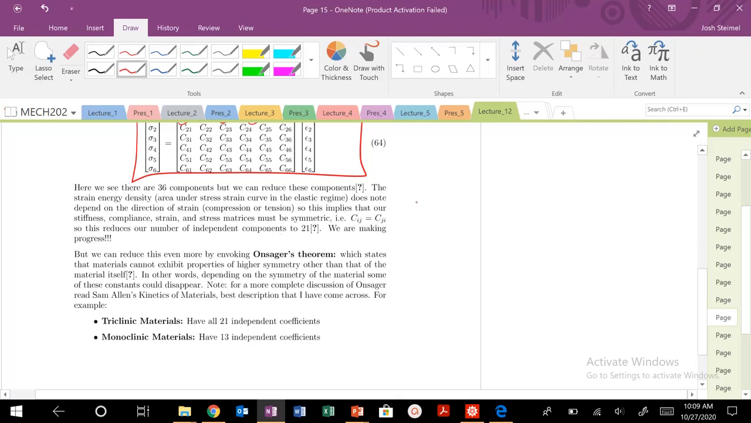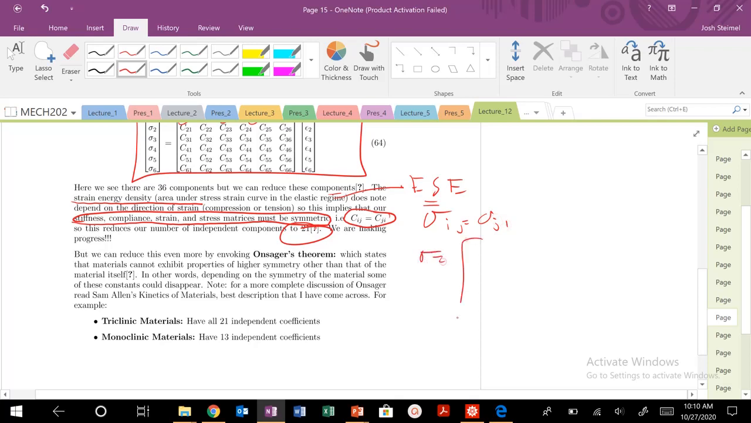Based on considerations of strain energy density, our elastic strain energy, the area under the curve of stress, stiffness, strain, these matrices must be symmetric, i.e. this is equal to this. We could reduce this 36 down to 21 components. So what it's saying is that if this is symmetric, sigma ij is equal to sigma ji. Again, it's the symmetry, right?